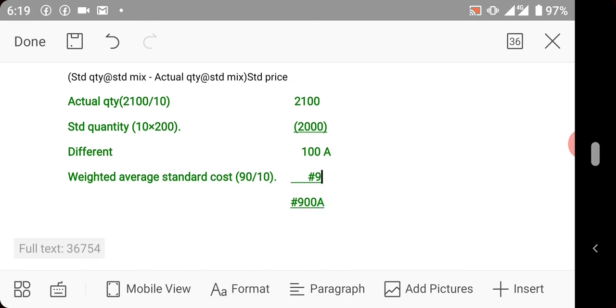So you interpret whether it is favorable or adverse. I've told you how to do it. If actual is higher, it is adverse. If actual is lesser, it is favorable. So you multiply by 9, you have 900 and it is adverse. Hope that makes sense to you. So with this, we are good to go.